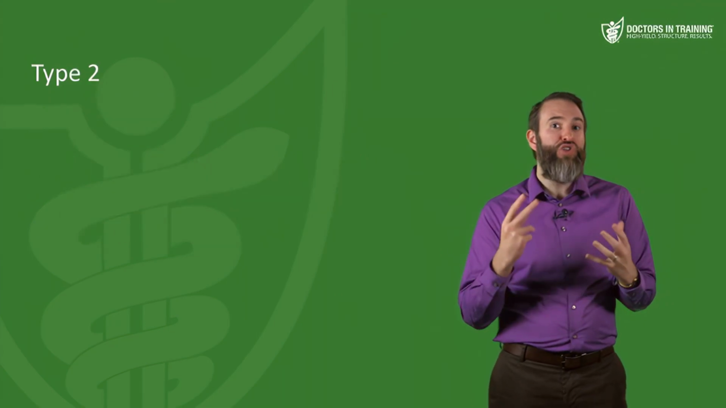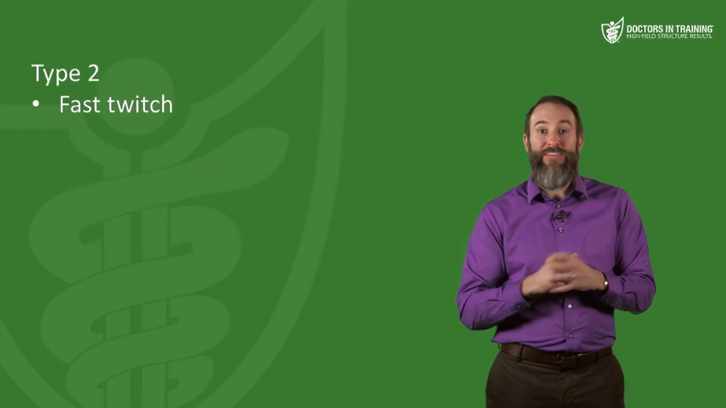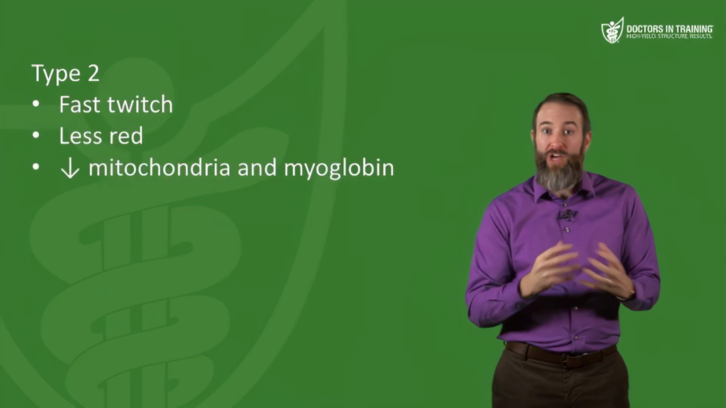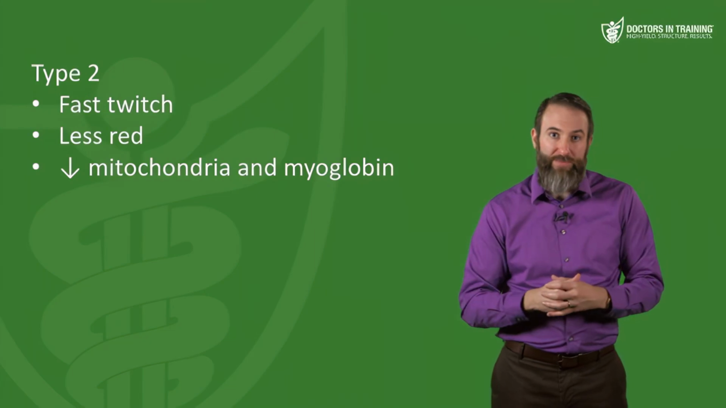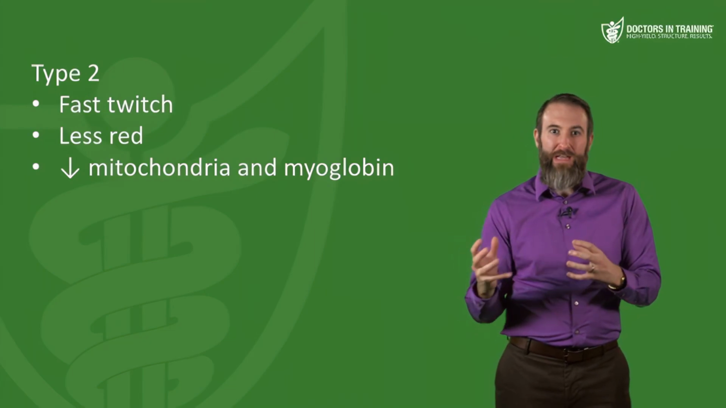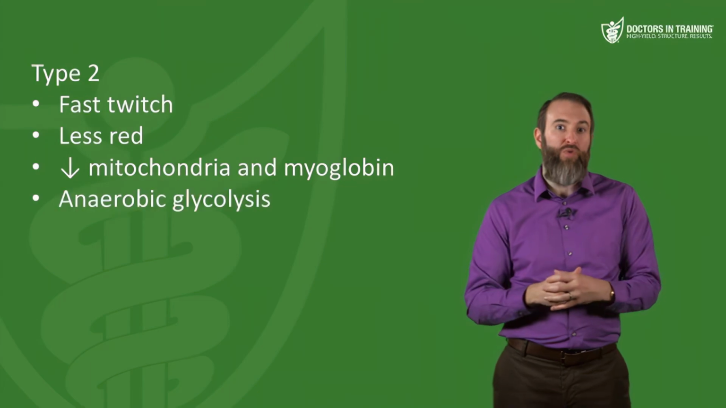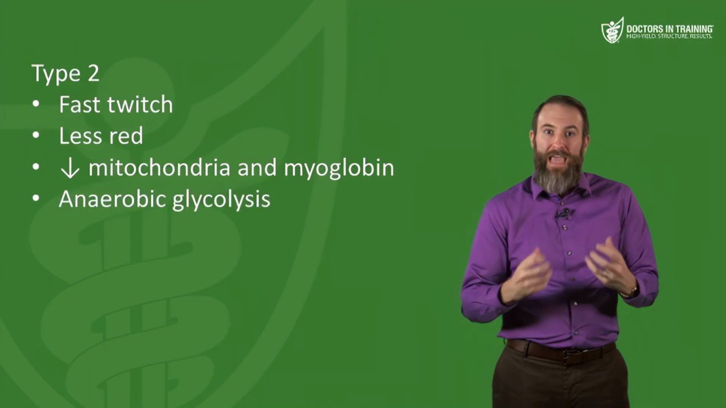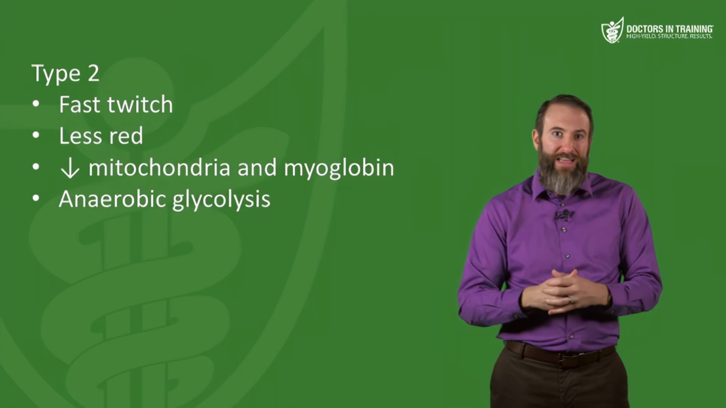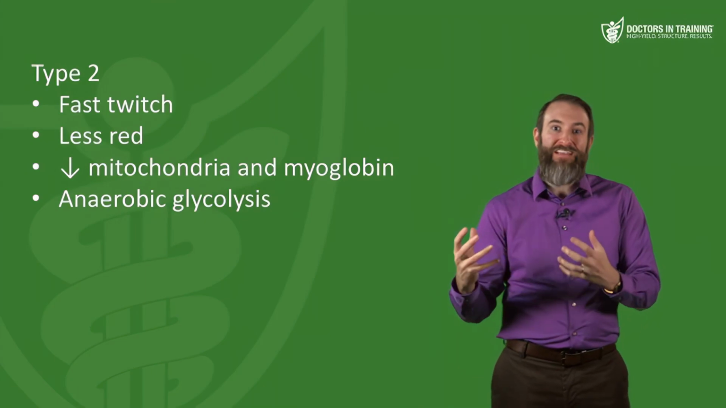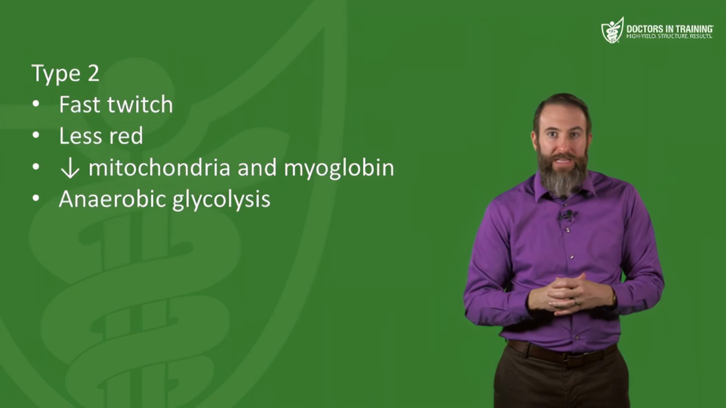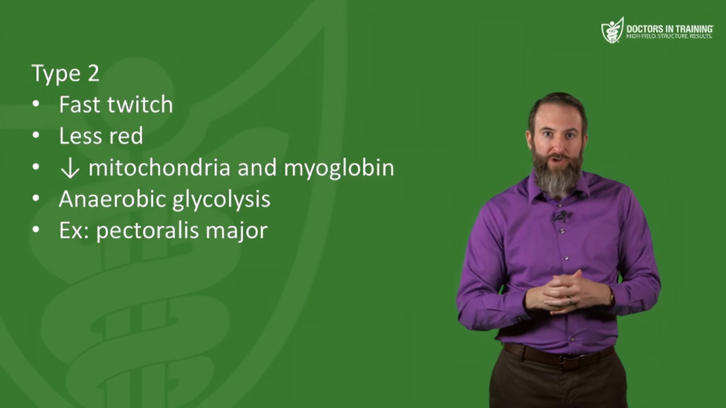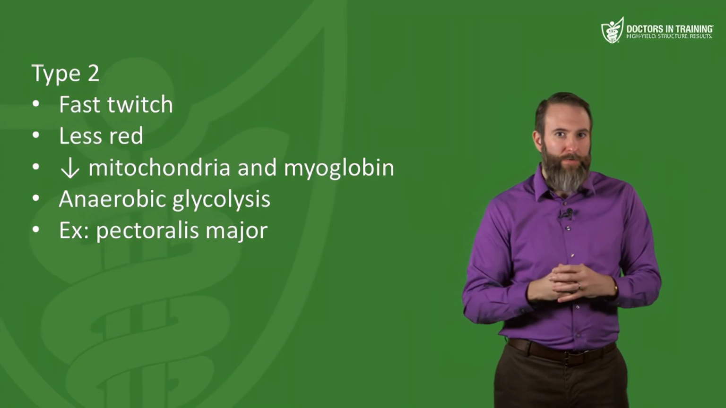And then there's the type 2 muscle fibers, and these are the fast twitch. These muscles are less red because they have less mitochondria and less myoglobin present. So these muscles are not very good at electron transport chain stuff, but great at anaerobic glycolysis. And so when you lift weights, anaerobic weightlifting, really hard stuff, that's going to hypertrophy these fast twitch muscles very quickly. The classic example would be your pectoralis major muscle, your biceps. So those are your different muscle fibers in general.